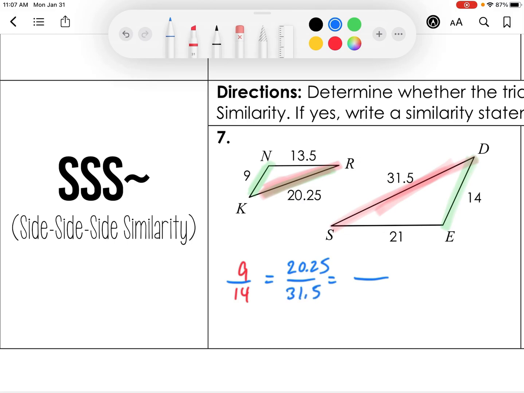And then lastly, let's say the 13.5 would match up with the 21. 13.5 over the 21. And go ahead and divide the 9 over 14, divide the 20.25 over 31.5 and divide the 13.5 over 21 and see if the sides simplify to be the same answer. If they are, you would say yes, and then the two triangles are in fact similar.